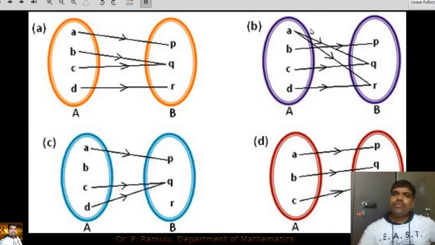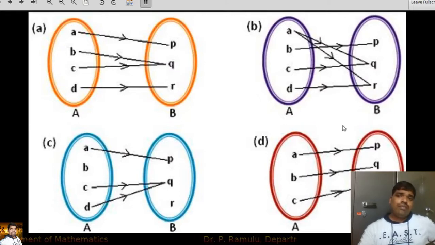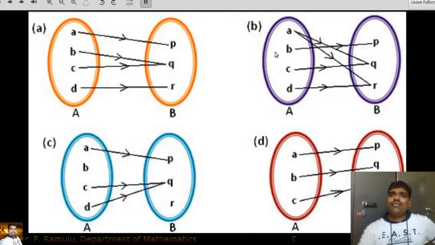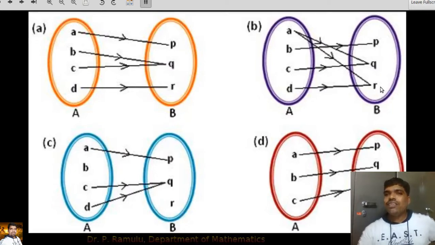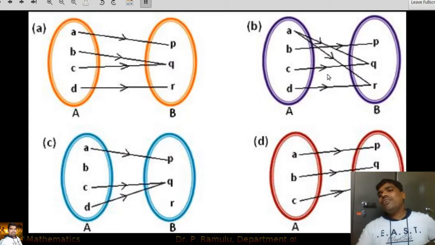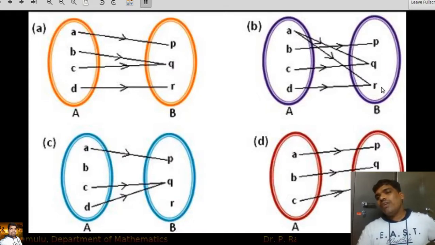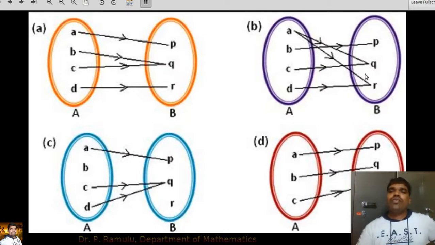Whereas coming to here, what happened? A has some elements, B has some elements, and the correspondence I am drawing like this. Here, A goes to Q, A goes to R, B goes to P, C goes to Q, D goes to 2. For all these things, you can argue here. One element goes to 2 elements. It is not unique. Our definition is that for every element of A, there exists a unique y in B such that f of x is equal to y. But here, A goes to 2 elements. That's why this is not a function.